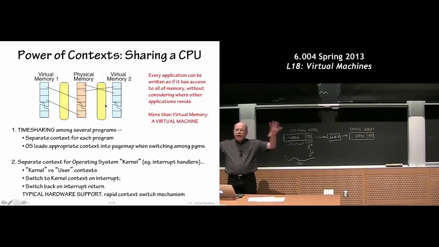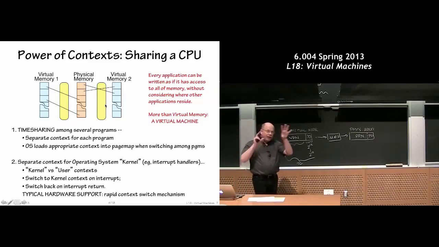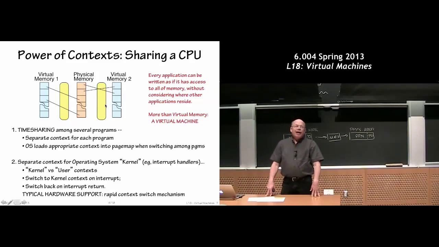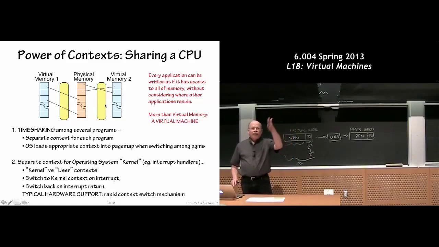So that means all your programs compiled to start at location 0, and away they go. And the fact that we have 5 or 6 programs running, all of which think they have a location 0, isn't a problem, because as we go from program to program, we'll switch the context so that virtual address 0 gets mapped to different locations in physical memory. And that happens all the time here.